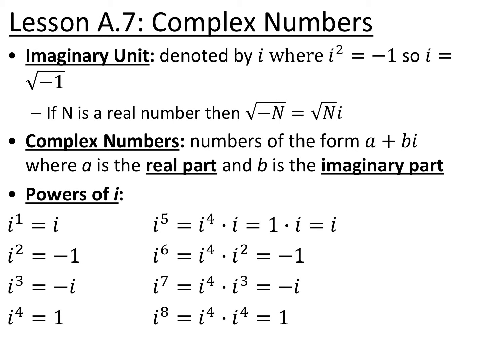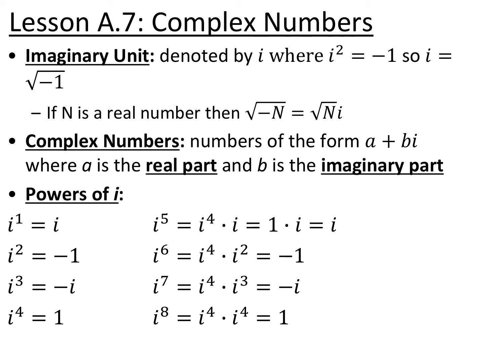It's not a real number, but we can still talk about what happens when we do have the square root of negative numbers. So if n is a real number, and we're taking the square root of -n, then we can pull that square root of -1 out and call that i, and so you end up with the square root of n times i. All numbers fall under the category of complex numbers. Complex numbers are numbers of the form a plus bi, where a is the real part, or the not imaginary part, and b is the imaginary part. Real numbers just wouldn't have an imaginary part to them. Their b value would be 0.